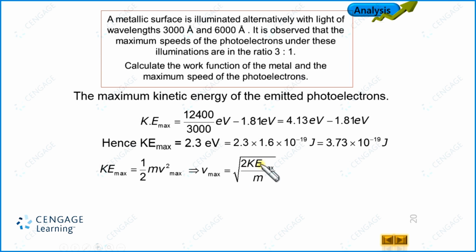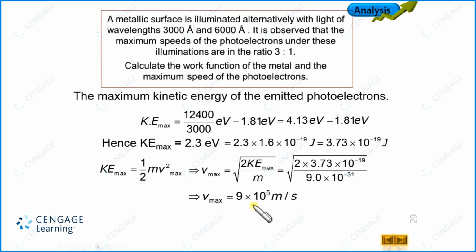Now we can substitute this value here, and the mass of the electron we can take as 9.0 into 10 to the power minus 31. On calculating, we will get the value of the maximum speed as 9 into 10 to the power 5 meter per second. This is the maximum speed, and this is the second part of the question. Now let us move to the next illustration.